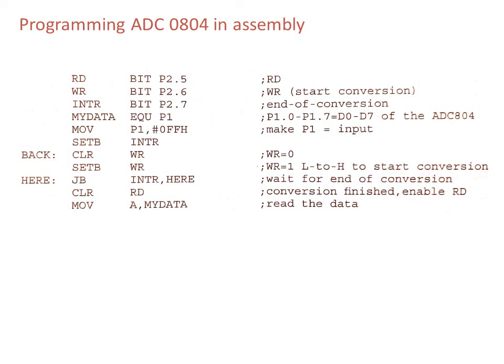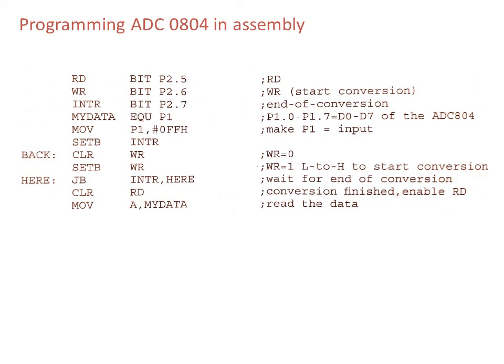Now when INTR pin resets, it indicates that the conversion is completed. Then the next instruction is CLR RD. We have to clear RD also, because if the RD pin clears, then only the data comes out of the pins D0 to D7. So for that, we should clear RD, the read pin. At last, conversion finished, enable RD, so as to move the data.